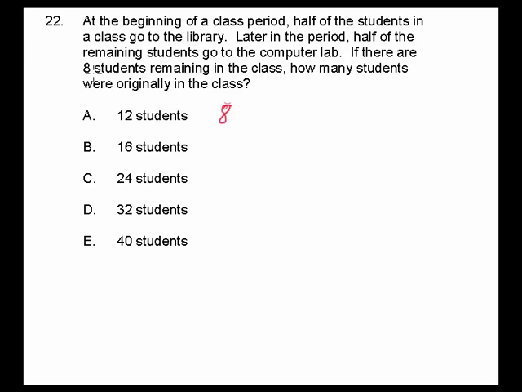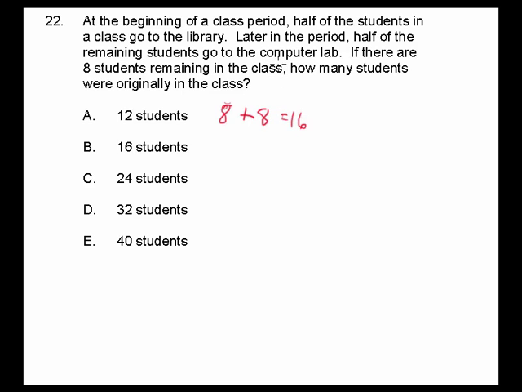And if there are 8 remaining students in the class, and that represents half of the class that had left to go to the computer lab, there must have been 8 students that went to the computer lab. So we have 8 plus 8, which of course is 16.